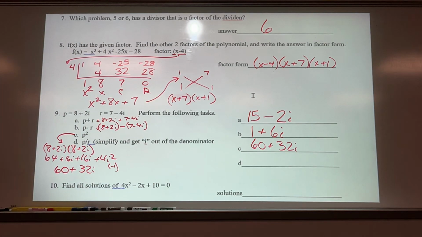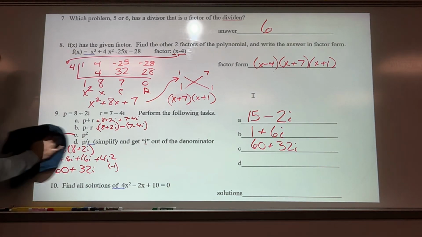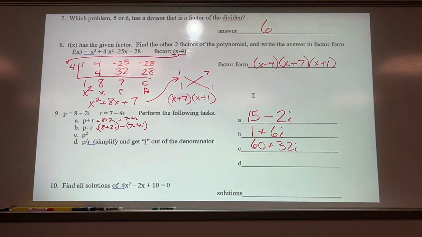And now for the really hard one. Again, the graphing utility would make this one a lot easier. You can just type it in. But I'm going to do the division, and after I do that division, I have to get the i out of the denominator.